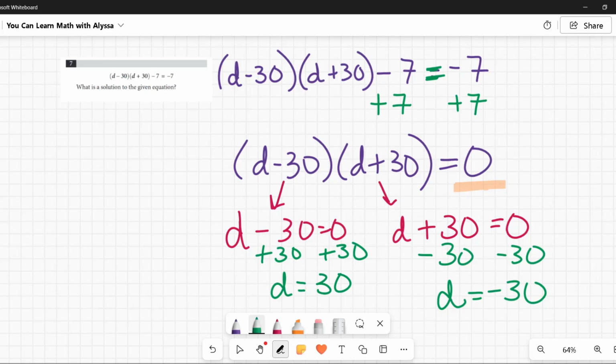And what did they ask? They said, what is a solution to the given equation? So either of these is okay. You can either put 30 or negative 30, and you will get it right. That's it.